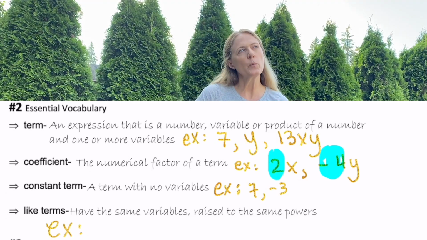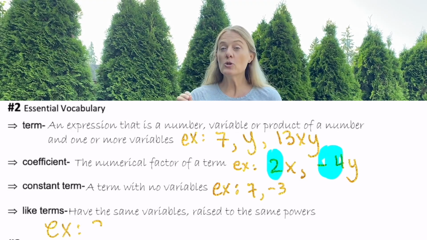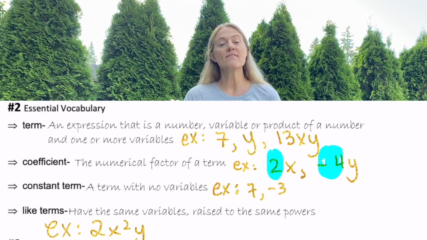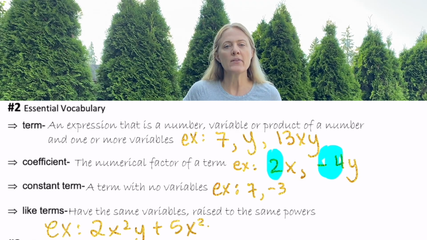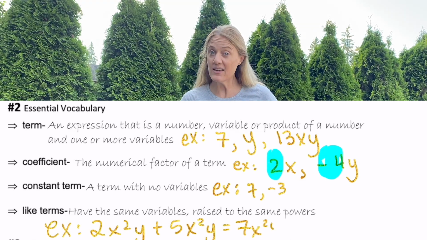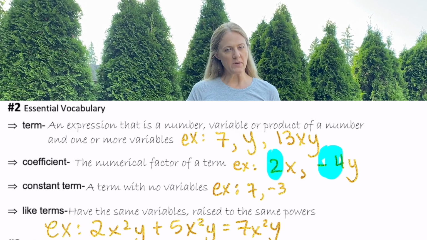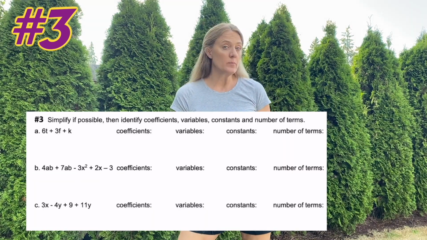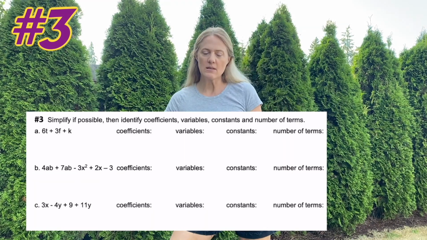Let's think of one that will work. Let's go. 2x squared y plus 5x squared y, 7x squared y's. See how easy it is? Let's practice our vocabulary. Simplify if possible, and then identify all of those things that we just talked about.